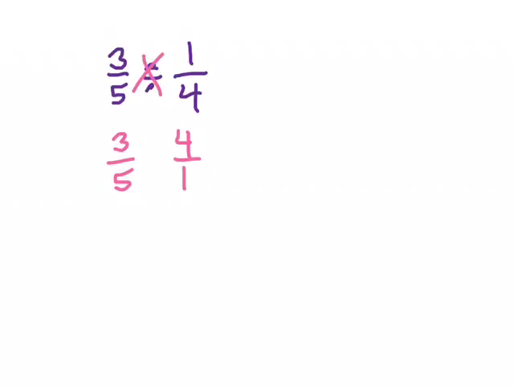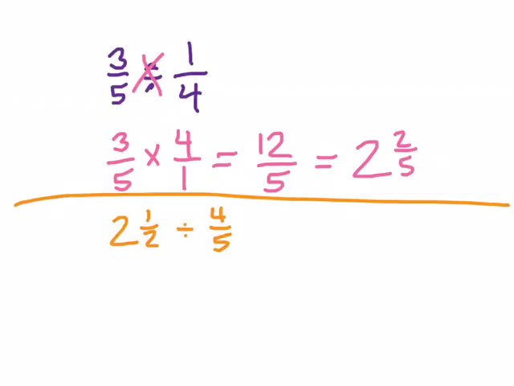I'm going to take out my division, and I'm going to turn it into a multiplication problem and multiply straight across. 3 times 4 is 12. 5 times 1 is 5. Now I could leave that as an improper fraction, or I could convert it to the mixed number, 2 wholes with 2/5 remaining, so 2 and 2/5. Either one of those would be fine.